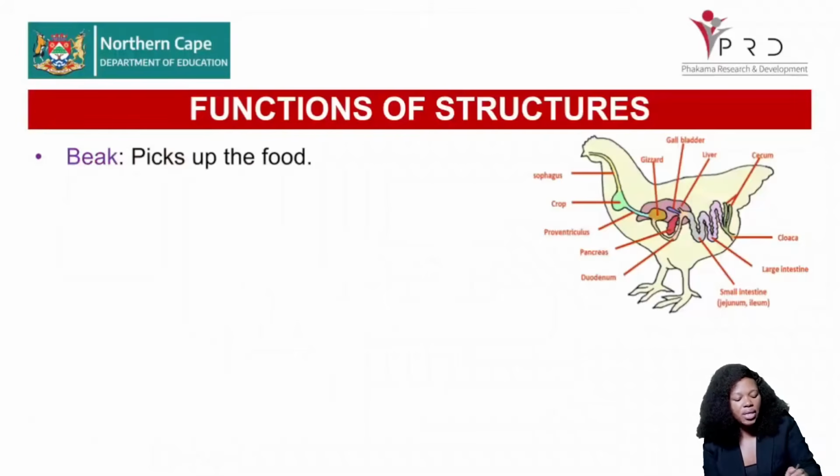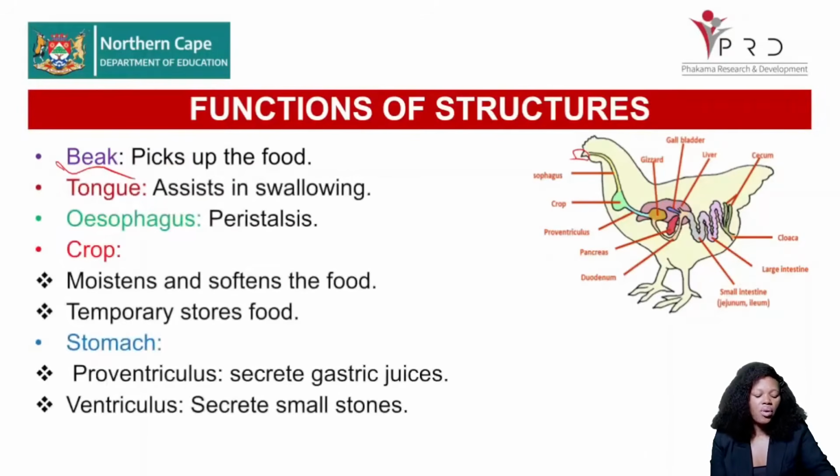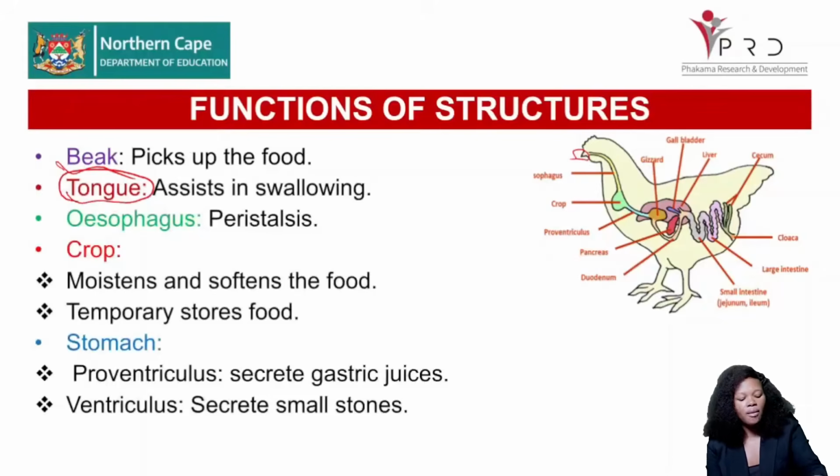Now, firstly, we have a beak. This is a beak right here, responsible for taking in the food. Secondly, we have a tongue that assists in swallowing. Remember, we said a pig has teeth, but a fowl has no teeth. So that is why the tongue is only responsible for swallowing, but it does not play a role during mastication or the grinding of food.